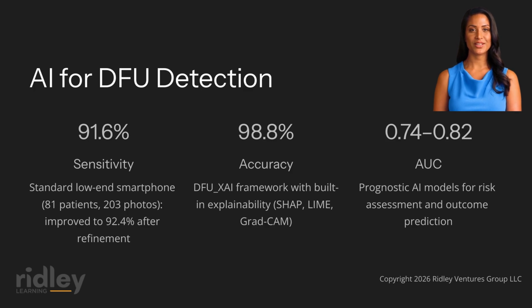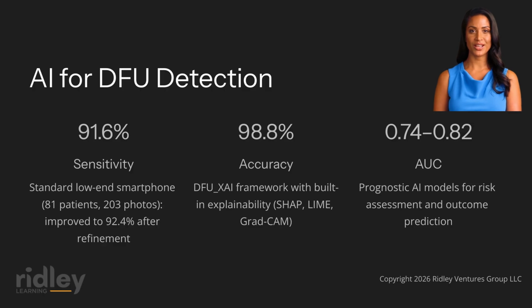AI-assisted wound assessment for diabetic foot ulcers has built the strongest evidence base among chronic wound types. In a multi-center proof-of-concept clinical evaluation involving 81 patients and 203-foot photographs, an AI system deployed on a low-end smartphone achieved a sensitivity of 91.6% and specificity of 88.6% for automated diabetic foot ulcer detection, with specificity improving to 92.4% after algorithmic refinement. Inter- and intra-rater reliability for clinician agreement with the AI system was excellent, with Krippendorff's alpha exceeding 0.80 for all comparisons, indicating that AI-generated assessments achieve consistency at or above the level of expert human agreement.